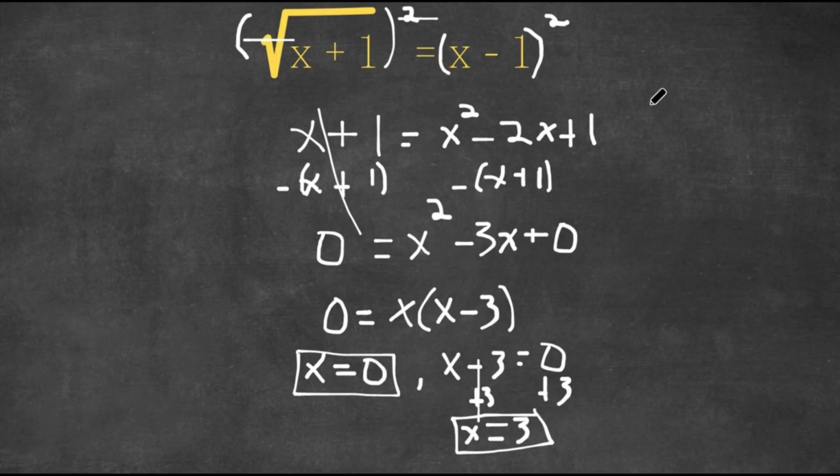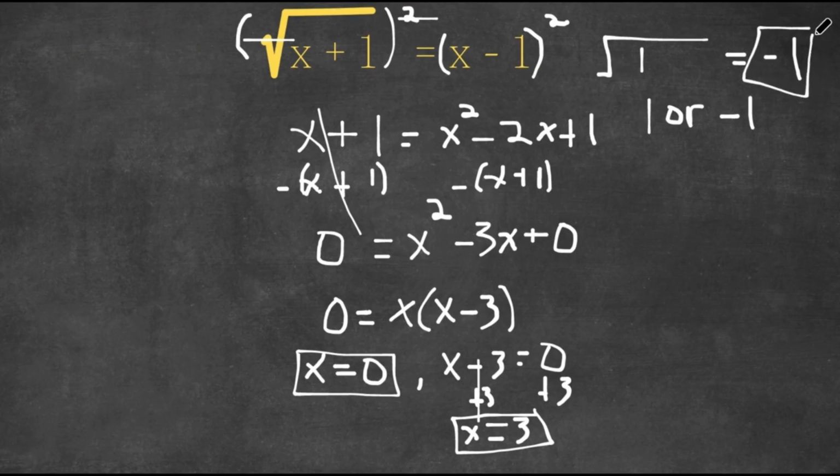Now if we plug in 0 into the equation, we get the square root of 0 plus 1 is 1 equals 0 minus 1 is negative 1. Now the square root of 1 is actually 1 or negative 1. I know most people think that it's just 1, but it's actually 1 or negative 1. So this is right. This is a solution.